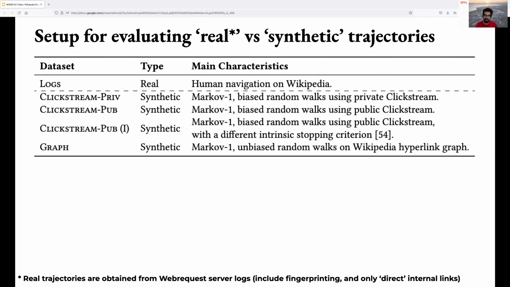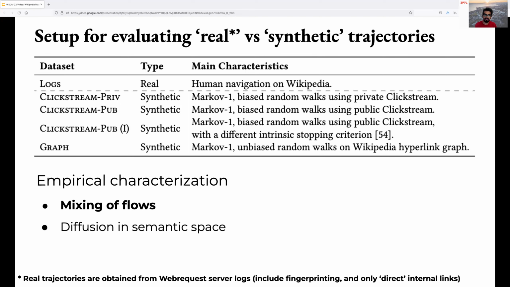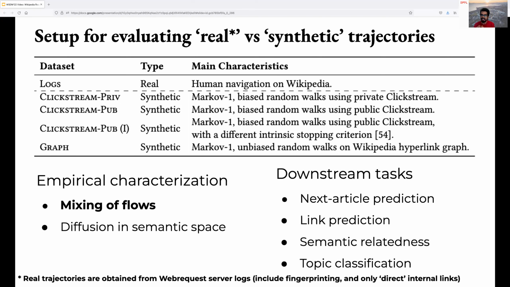To answer our research questions, we look into 4 different types of synthetically generated trajectories and compare them with the real trajectories using 6 different analyses conducted across 8 different Wikipedia language versions for which the Clickstream data is available. Talking a bit about synthetically generated trajectories, we look into this table, which summarizes the main characteristics of all the data sets considered in the study.